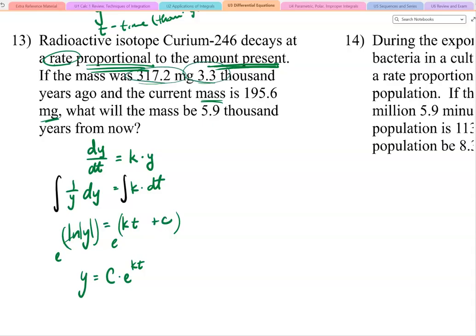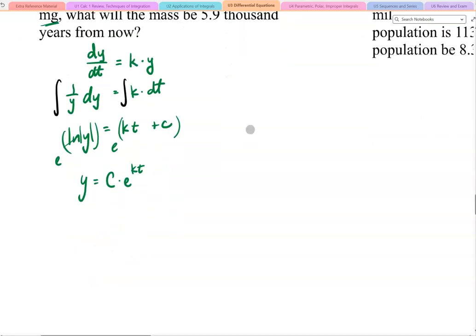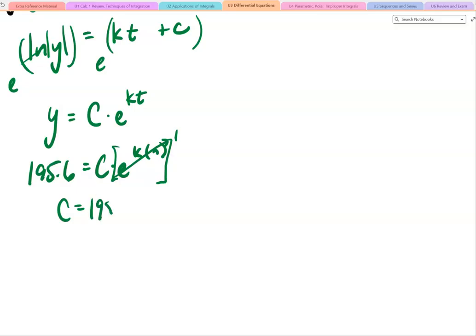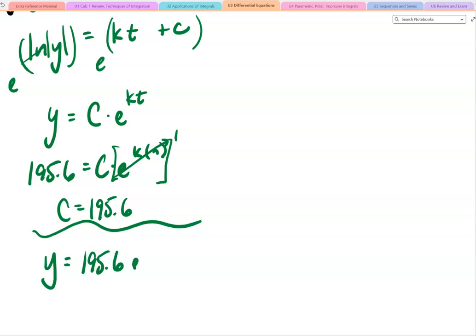317.2 3.3 thousand years ago. The current mass, oh that's helpful, is 195.6. So I'm going to use that one. 195.6 is equal to c e to the k times 0. So not some number of years before or after, but 0 being our current time. We saw this before. This term goes to 1, so it must be that c is equal to 195.6. So now our general solution is a bit more refined, 195.6 times e to the kt power.